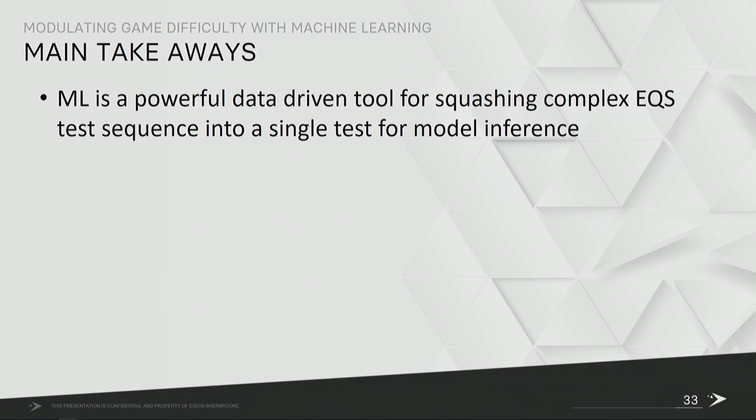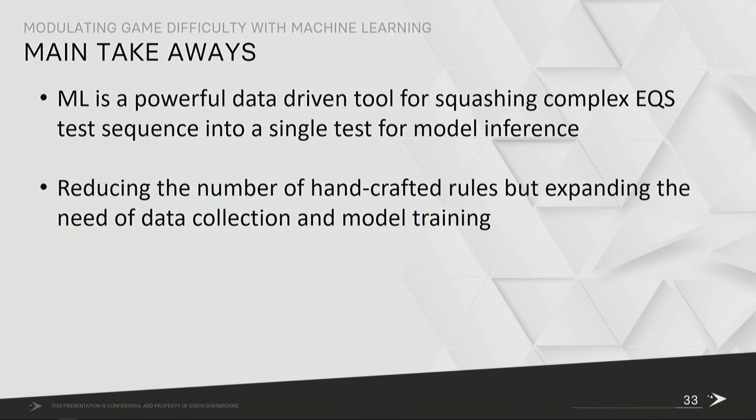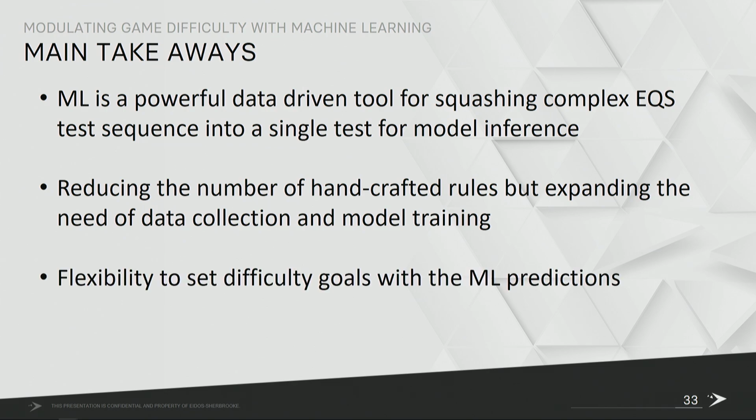So the main takeaways for us is that machine learning is very powerful for being fully data-driven and squashing a complex EQS test into one. It allows us to reduce the number of handcrafted rules and to have just one system for many difficulty levels. However, you gain time on this front, but you also need to spend a lot of time collecting data and being very careful with how you collect your data and how you process it. If you have game changes, you need to recollect your data, et cetera, and do model training. So there's always a give and take on these two fronts. And yeah, the machine learning predictions can be used with one model to be flexible in these difficulty goals.